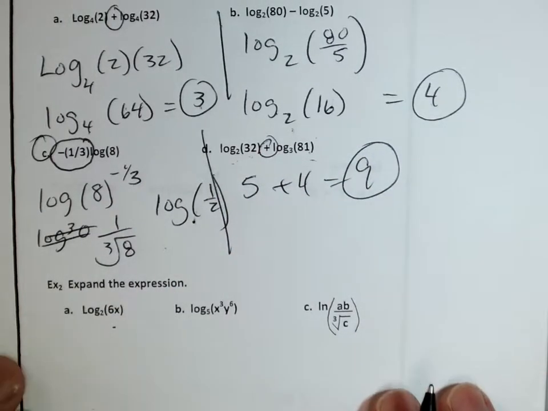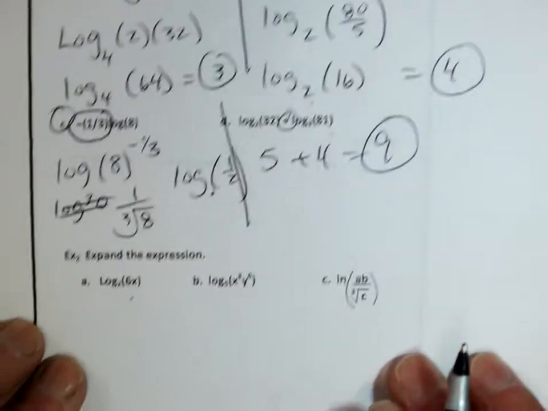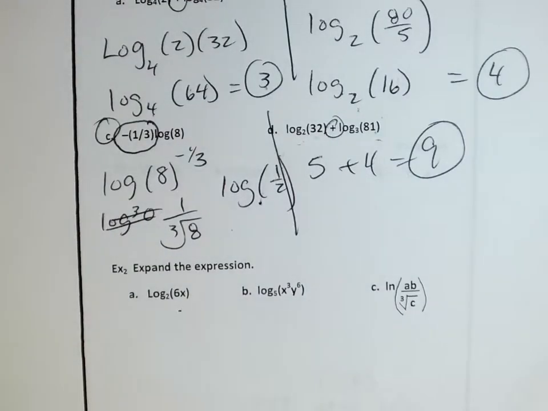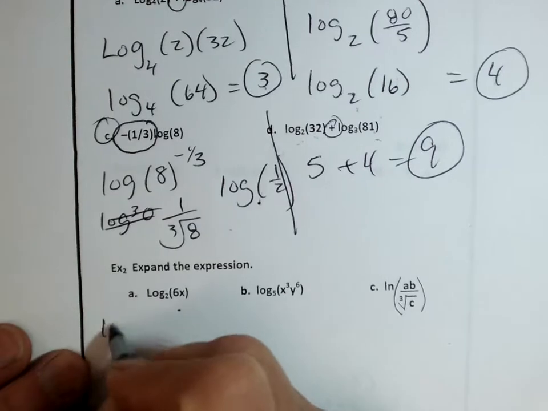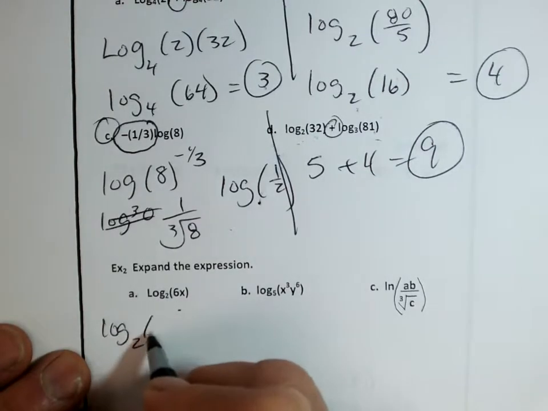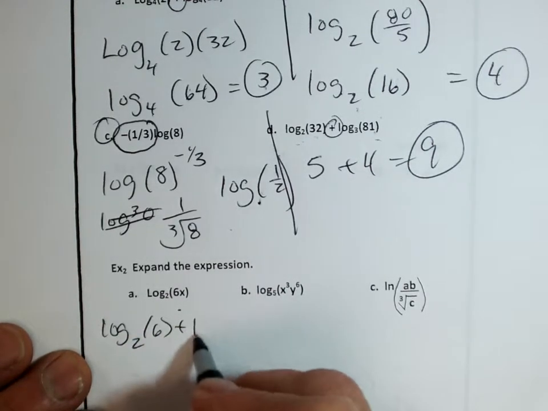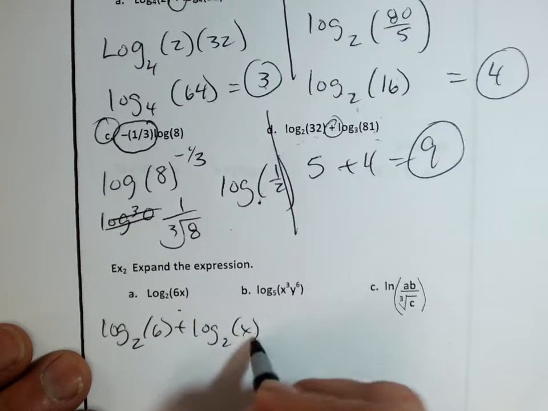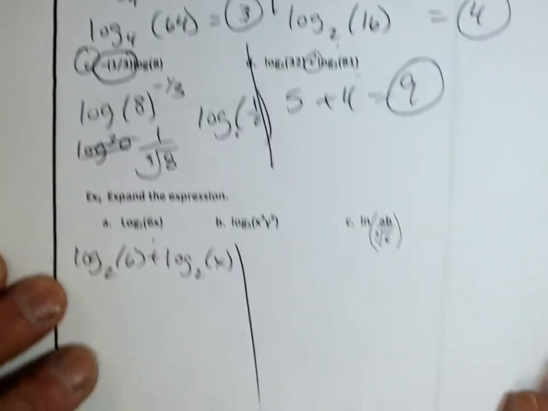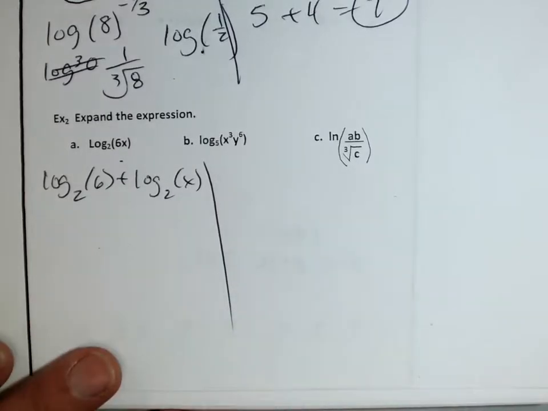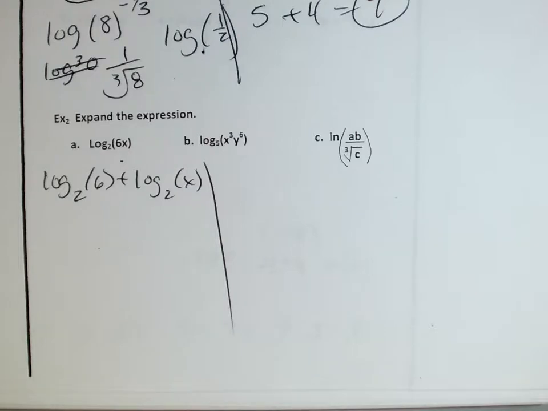That's it. Example 2, we're going to do just the opposite. We're going to expand it. So if it's multiply, it's add. So I'm going to rewrite this as log base 2 of 6 plus log base 2 of x. That's all I need. And when you take calculus, that's a handy thing to do. It really is. But you don't know why yet, and I don't need to teach you. Mr. Massey will teach you why, okay?